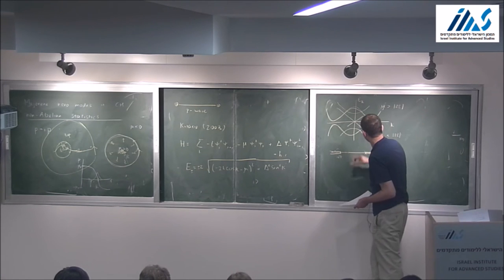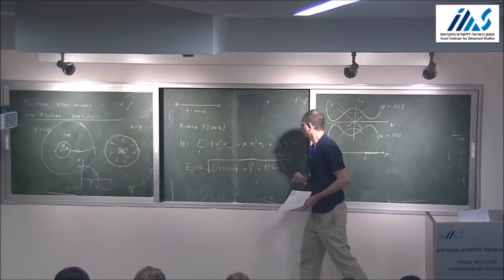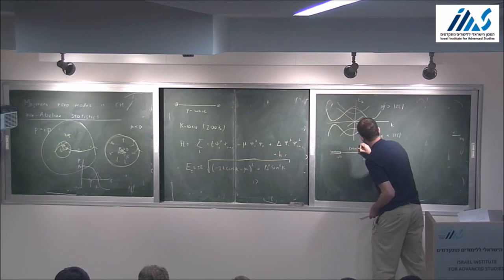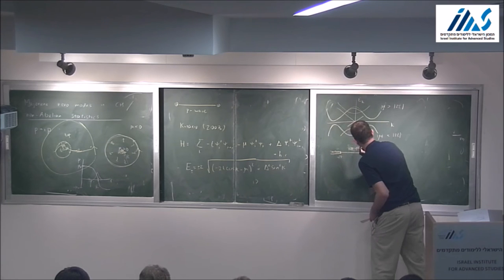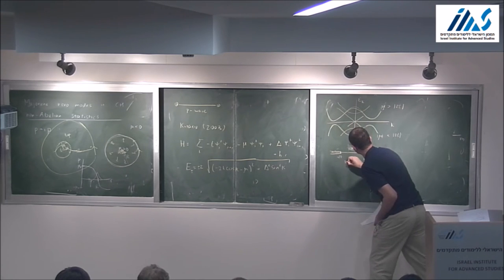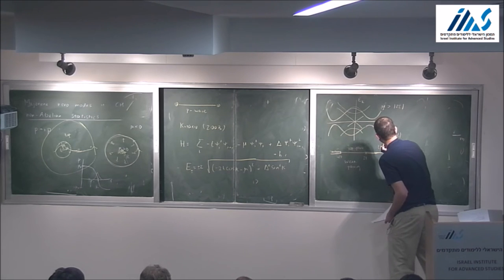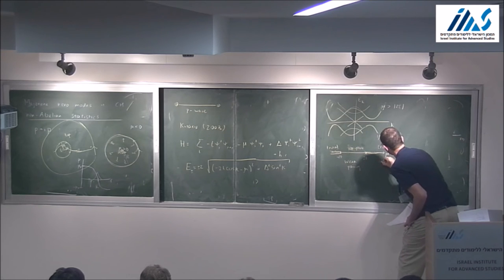So this phase, where mu is within the bandwidth of the problem with no pairing, is the topological phase. This is also known as the weak pairing phase. And outside, this would be the trivial phase. This is also known as the strong pairing phase.